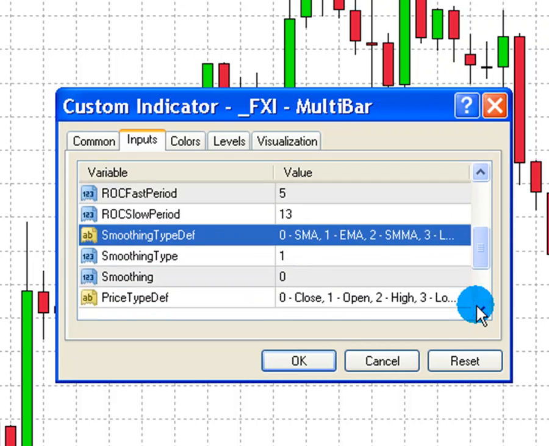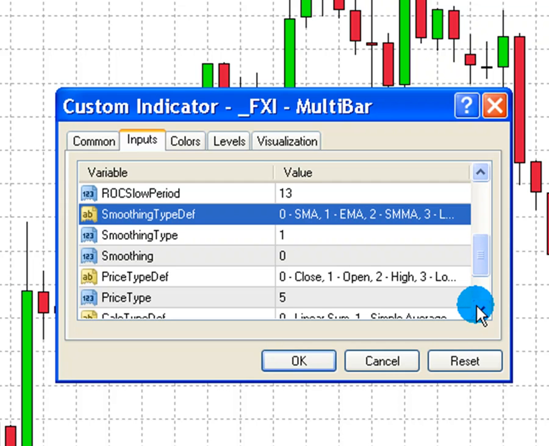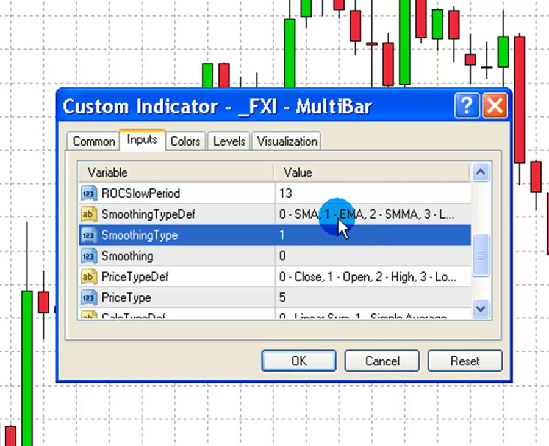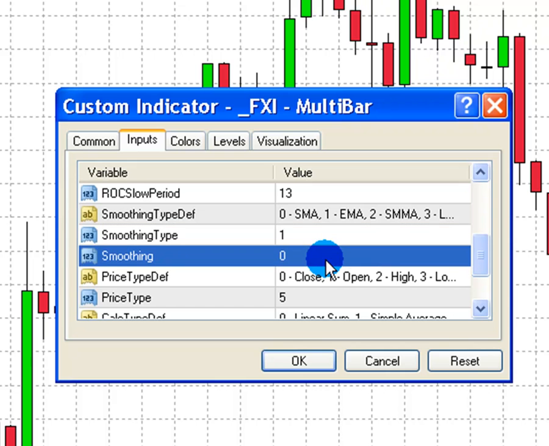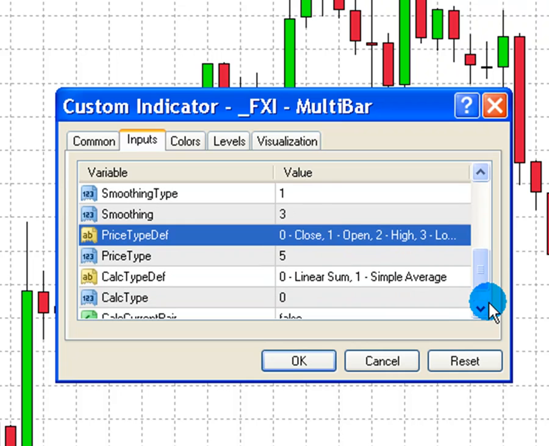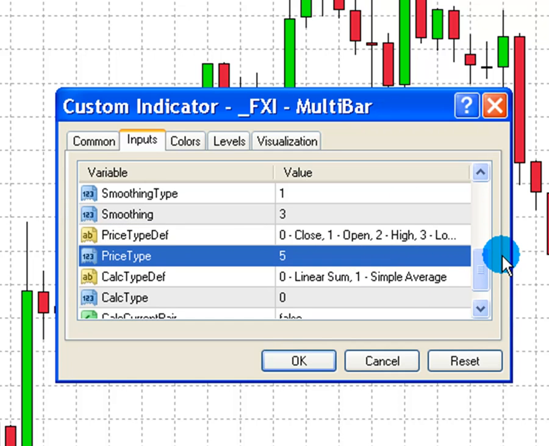Smoothing is, do we take a small smoothing of the measurements so that we don't get large jerky movements in our results because the prices whip around. So smoothing type in this case is 1 for an exponential moving average, and we will smooth this over 3 bars. So it's a very short smoothing. Price type is the type of price that we will be doing our measurements on. We can do it on the close, on the highs, etc. We like 5, which is the typical price, the high plus the low plus the close divided by 3.